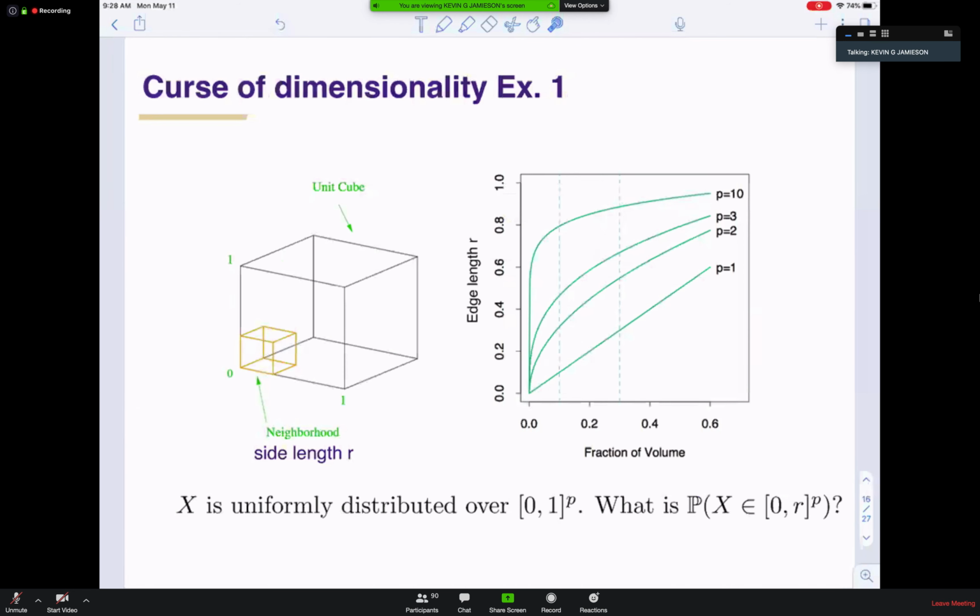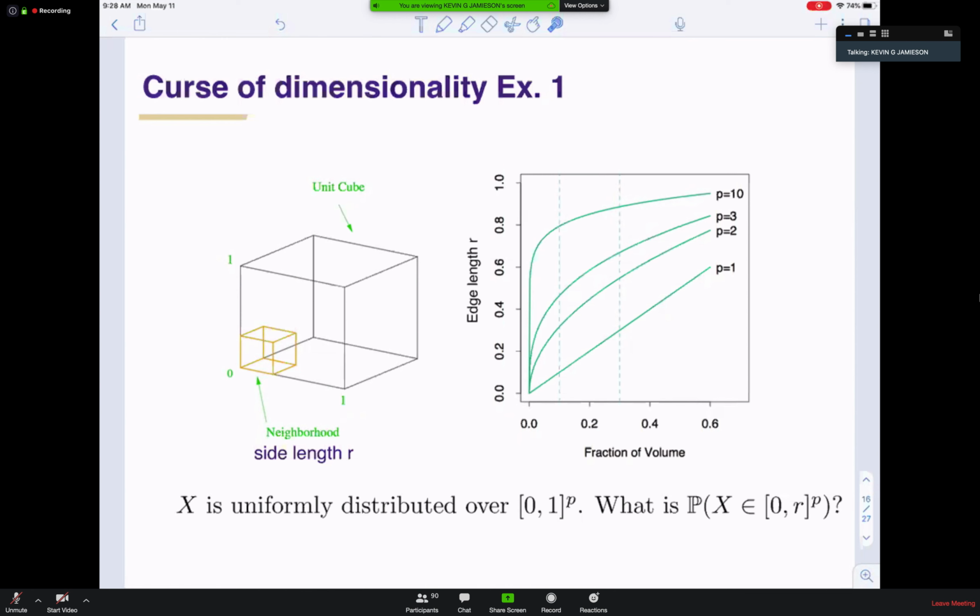So why don't we use nearest neighbors a lot in practice? One of the reasons is the curse of dimensionality. And what this is basically saying is that things in high dimensions do not act as they do in lower dimensions, or your intuition for lower dimensions and local neighborhoods isn't really accurate.